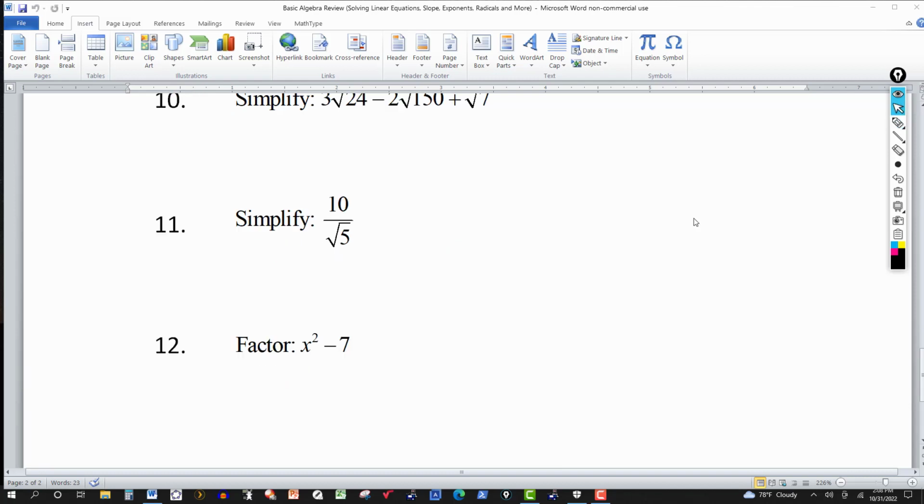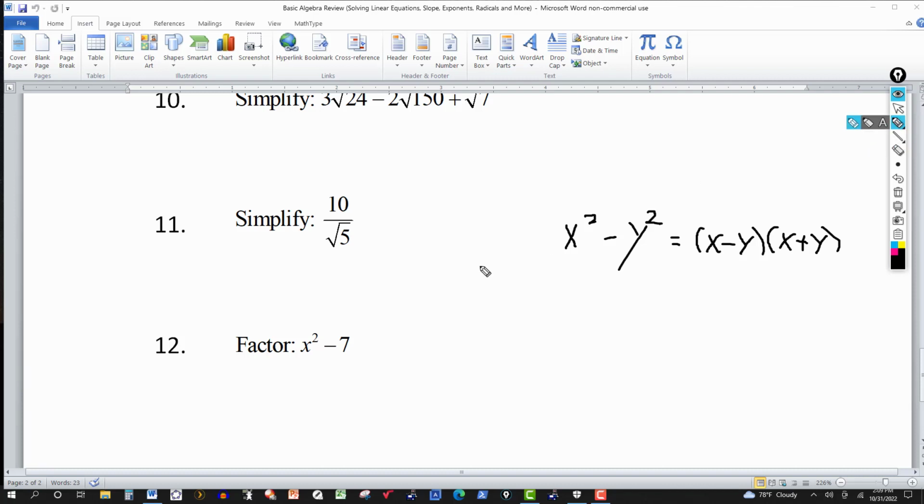Now the last one I have, factor x squared minus 7. So we can factor binomials that are difference of squares. So x squared minus y squared, if you have a difference of squares, gives you two factors, one being the difference of the square roots and the other being the sum of the square roots. So x squared minus y squared factors into x minus y, x plus y.